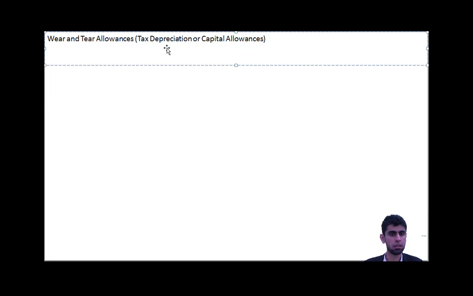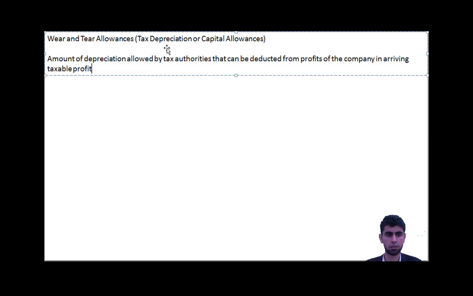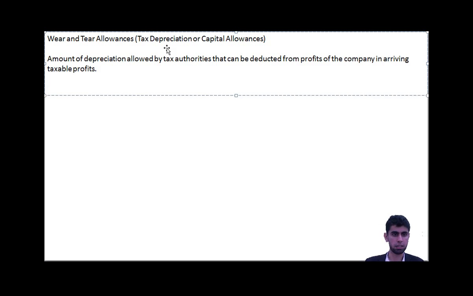This is the amount of depreciation allowed by tax authorities that can be deducted from profits of the company in arriving at taxable profits. Okay, taxable profits. So that's your wear and tear allowance, or you call it tax depreciation.